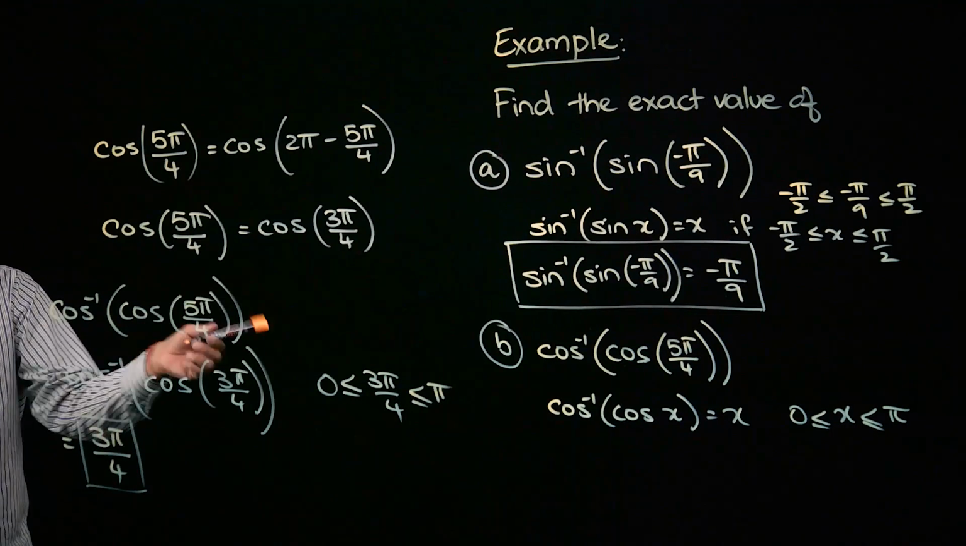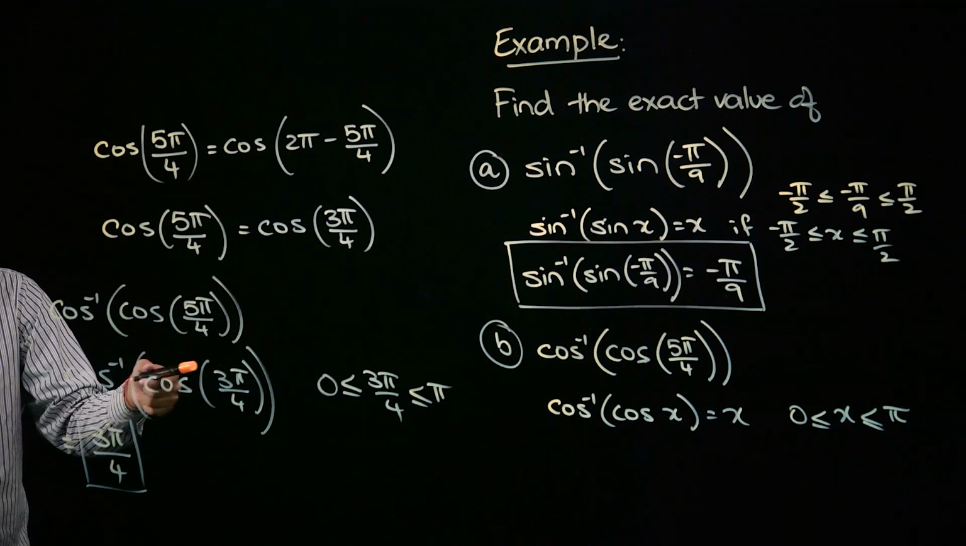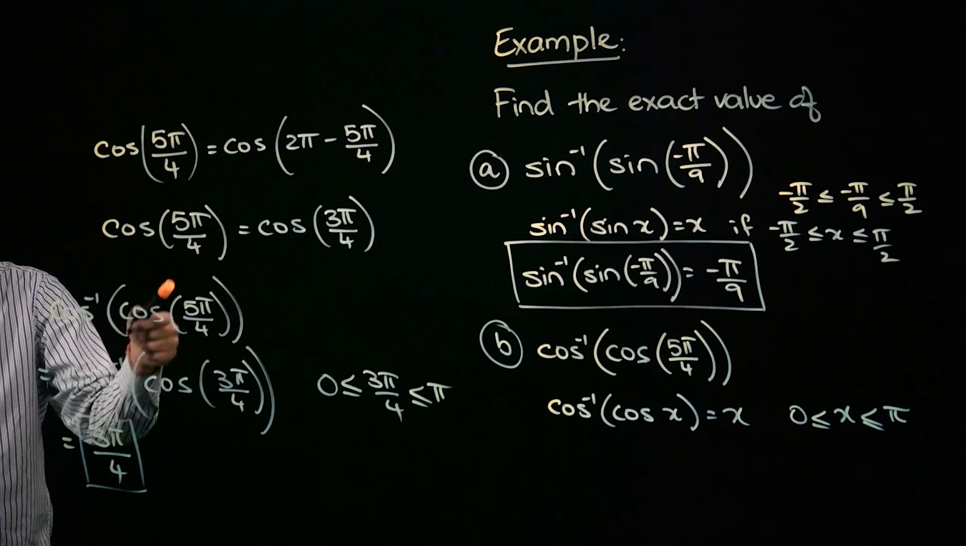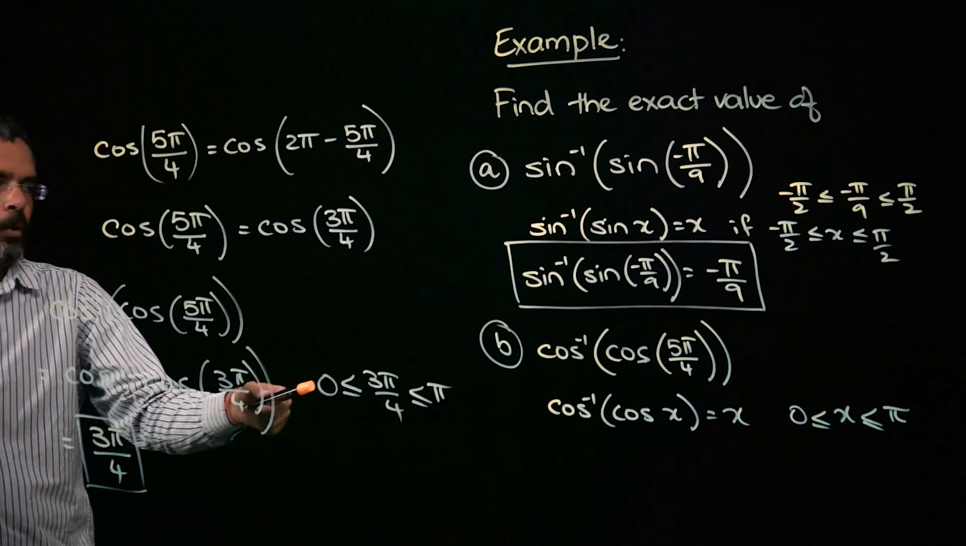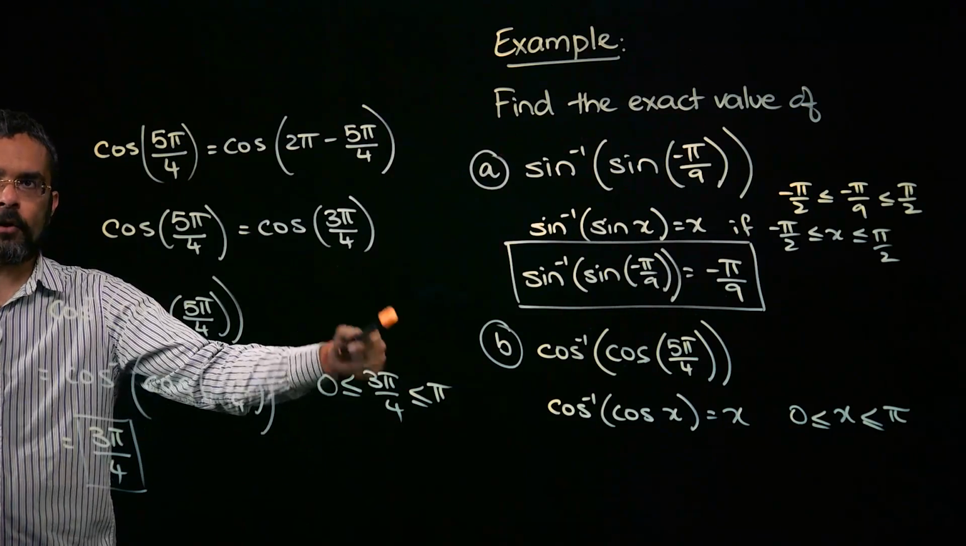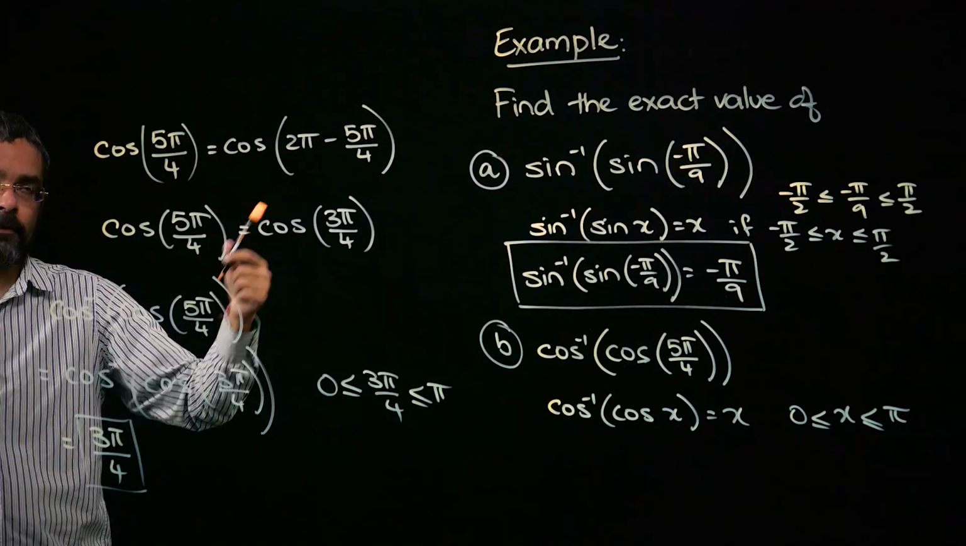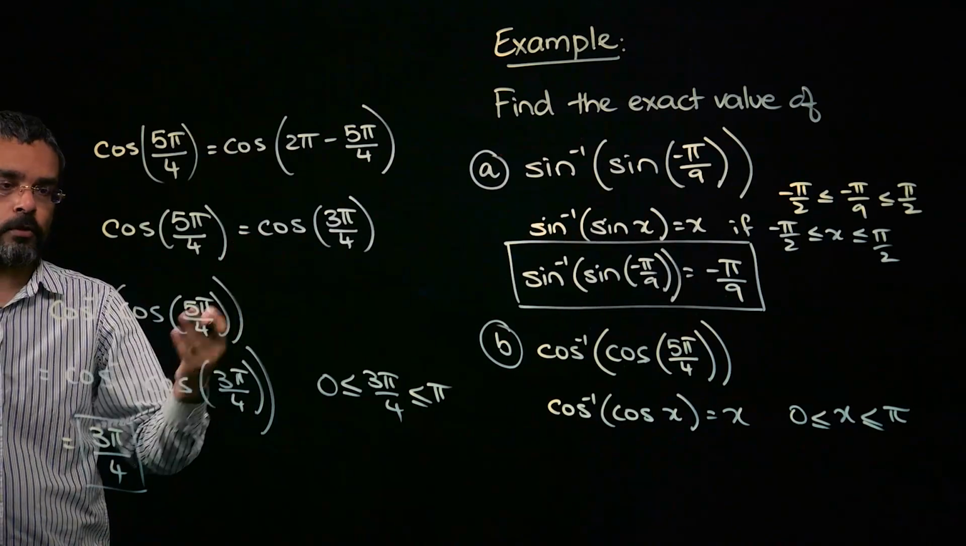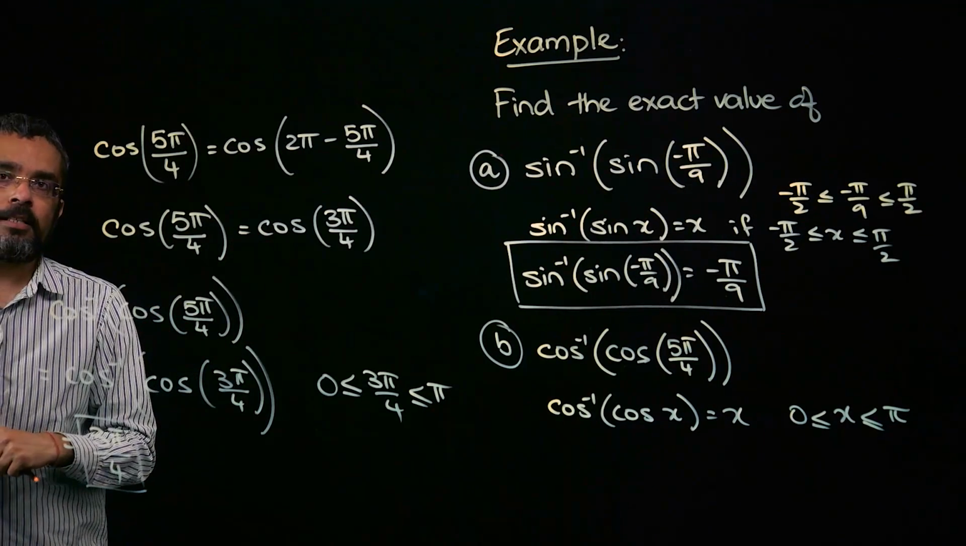Note that this identity only works if the angle, here 5 pi over 4, or whatever that angle is, is between 0 and pi. If it's not within the restricted domain of your cosine function, or the sine function, or the tan if you're using tan, then this identity is not going to work.